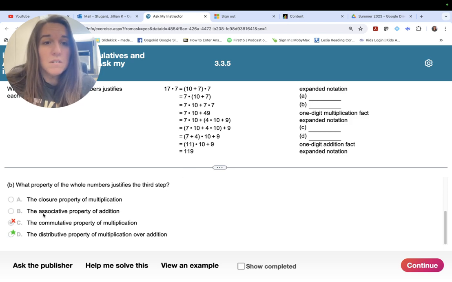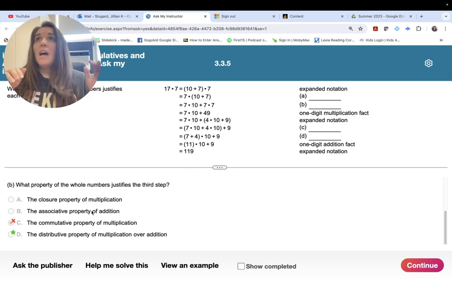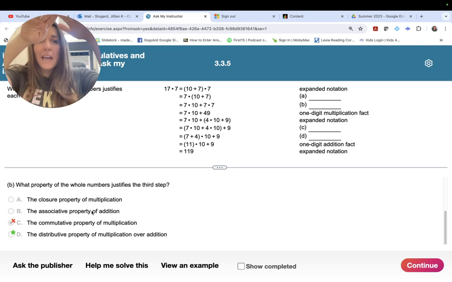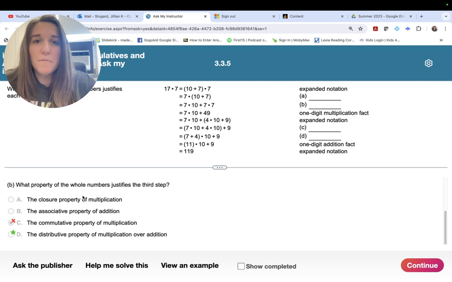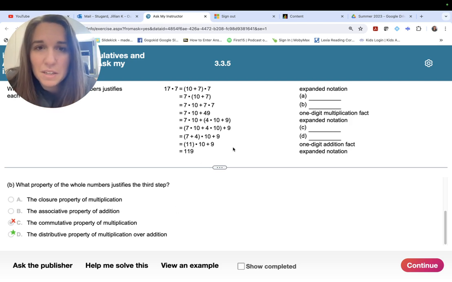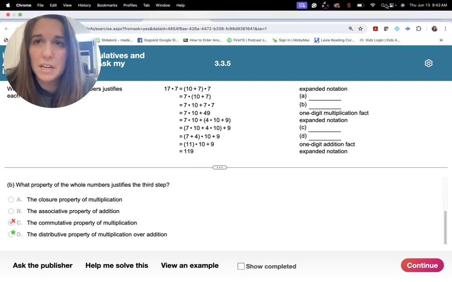The associative property just means that it has a lot to do with parentheses. So when we have parentheses around something, let me see if there's an example of it in here.